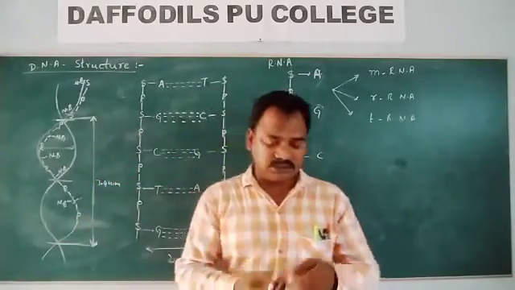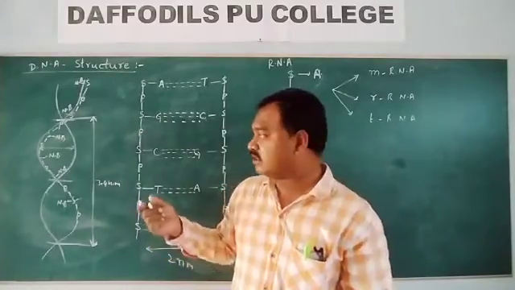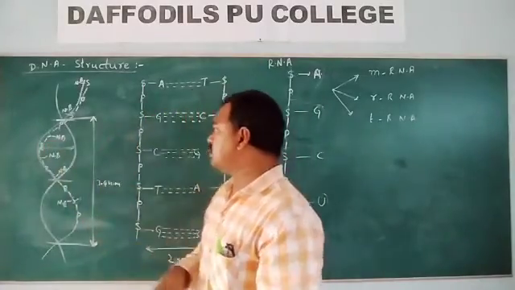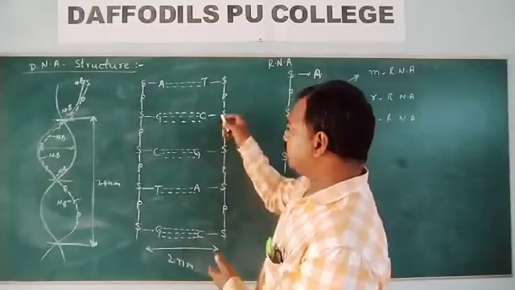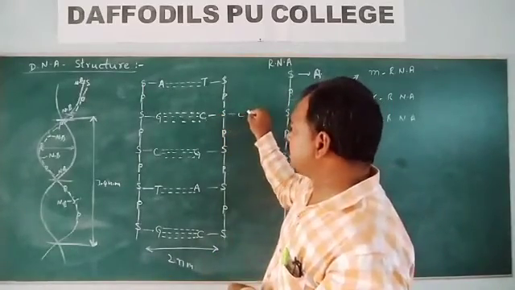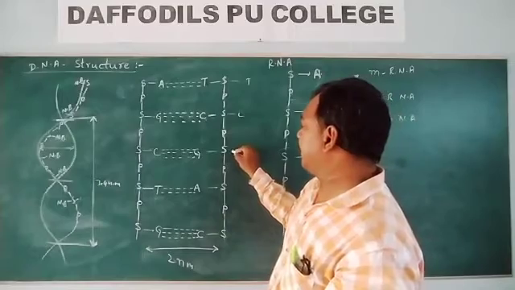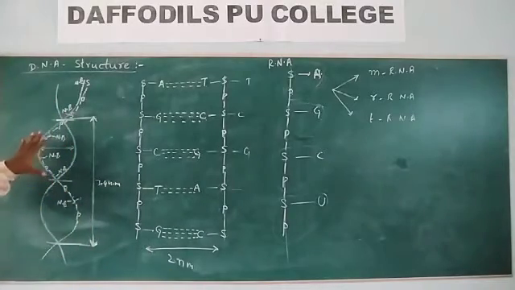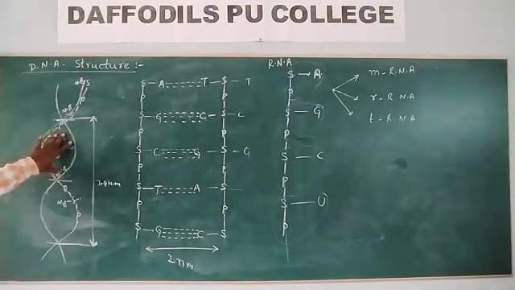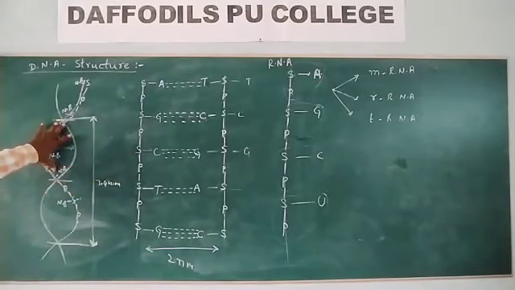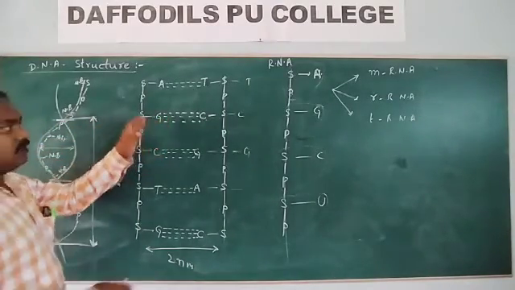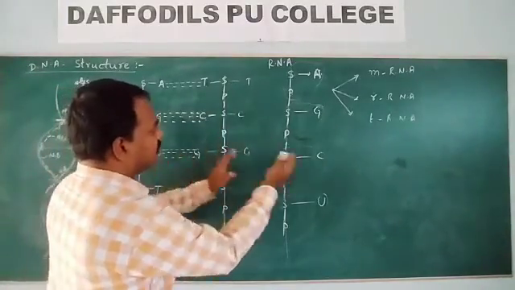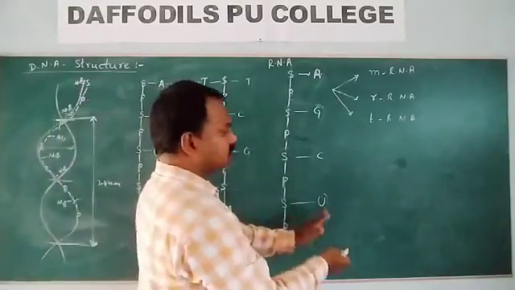So first the thread is going to unfold, uncoil. After that, all the nitrogen bases come outside. Suppose the nitrogen bases come outside like this. So this is the helical DNA. During formation of the protein chain, this part is uncoiled. So this is the uncoiled form. After uncoiling, all these nitrogen bases are coming outside.